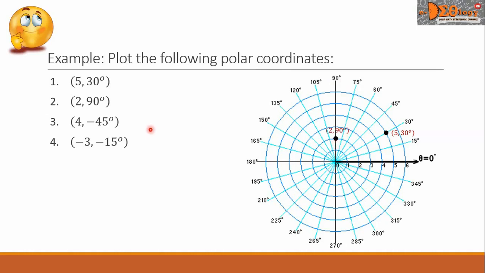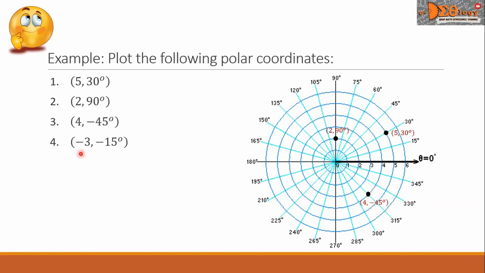The third point is 4, negative 45 degrees. The angle here is negative, so we will generate a clockwise rotation of angle. So the angle will be here. And then let us find the radius of 4 units. The point 4, negative 45 degrees is here.